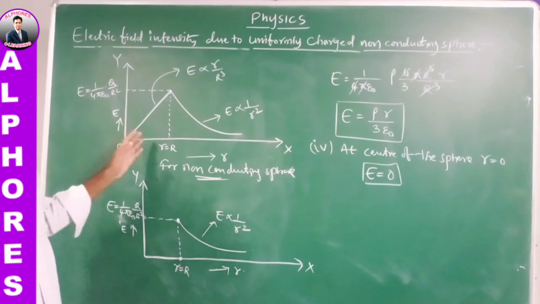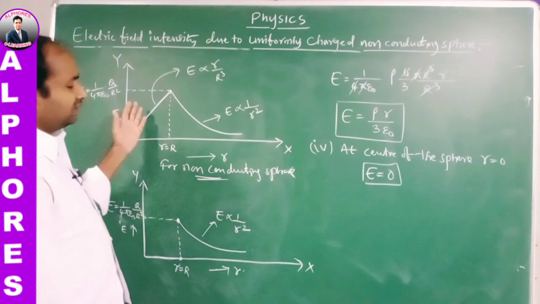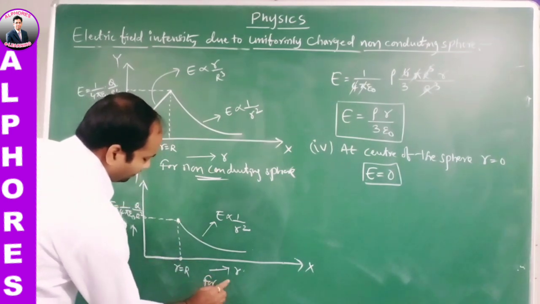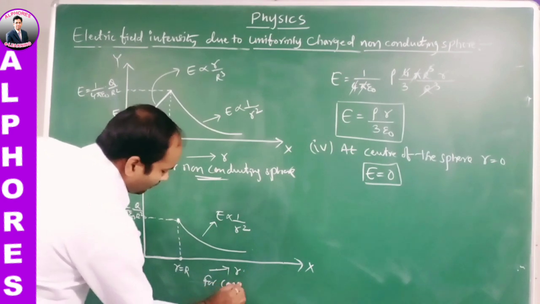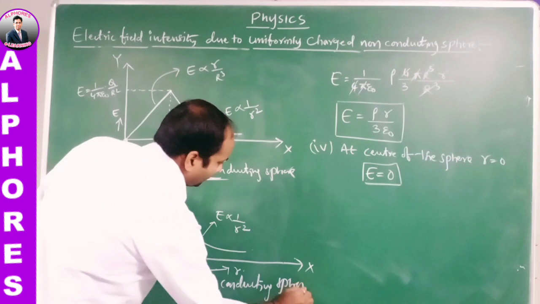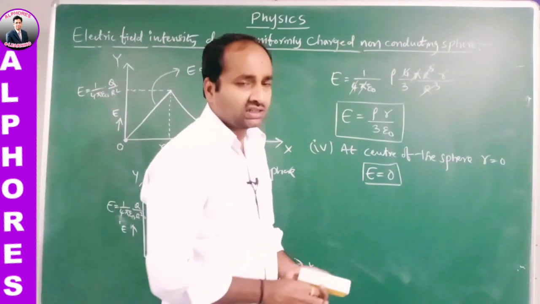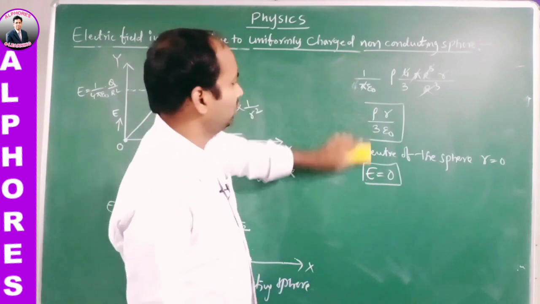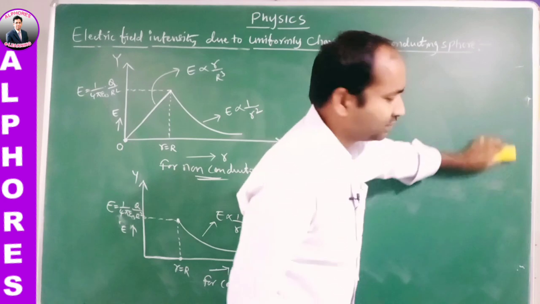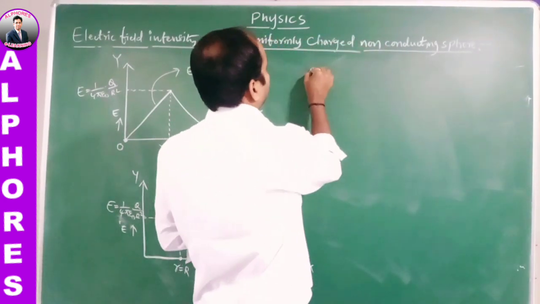Okay, this is a variation of the graph for conducting and this is for non-conducting. This is for the conducting sphere. Already we discussed some applications. For example, if we kept a point charge at the center of the sphere, let us consider applications.